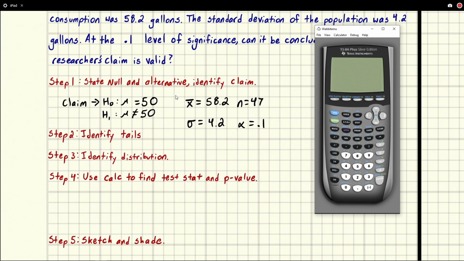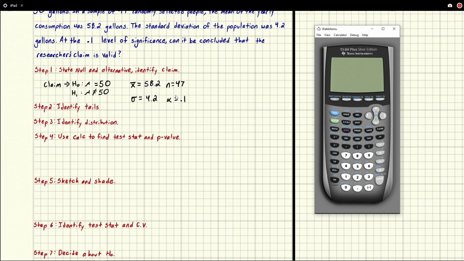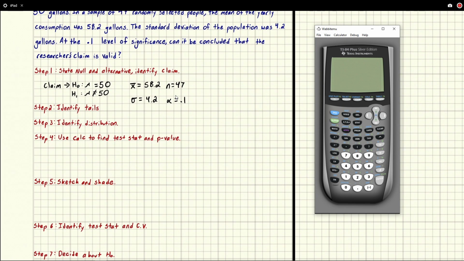I see a lot of students, they'll automatically put the second one as the claim. Be very careful. The null hypothesis could be the claim. In this case, they're claiming that it is 50, in fact, and so that's going to be our claim. All right, now we're going to identify the tails. So for this, we look at the alternative hypothesis. We see that it has a not equals to sign, which indicates that there are 2 tails. Easy as that. Identify the distribution.